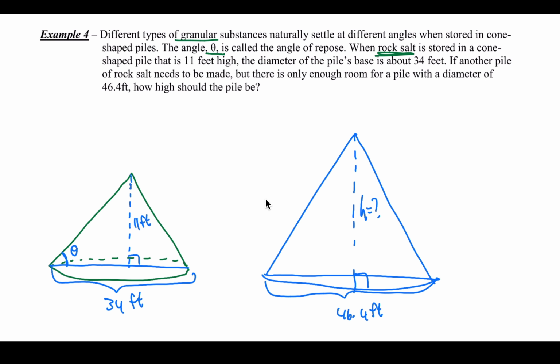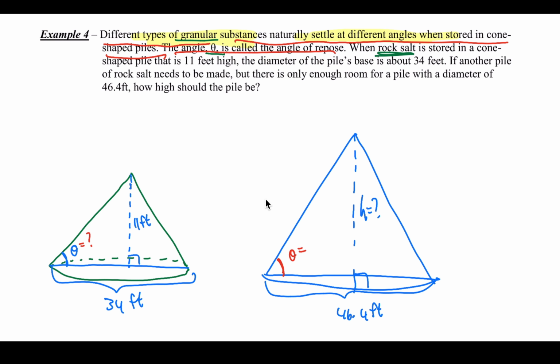Now, let's see. Different types of granular substances naturally settle at different angles when shaped in piles. This angle is called the angle of repose. So what we're saying is this angle of repose must be the same for this pile and this pile, because they're both rock salt. So both of these piles are rock salt, and what I can do is find this angle theta using the information in the first rock salt pile. And then if I can use that angle theta for the second one, then I can find out my height. Okay, so let's do that.